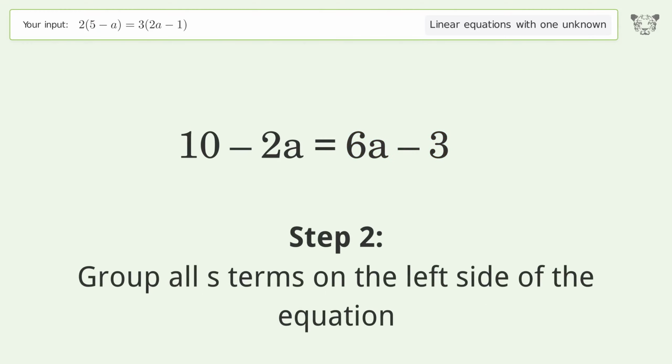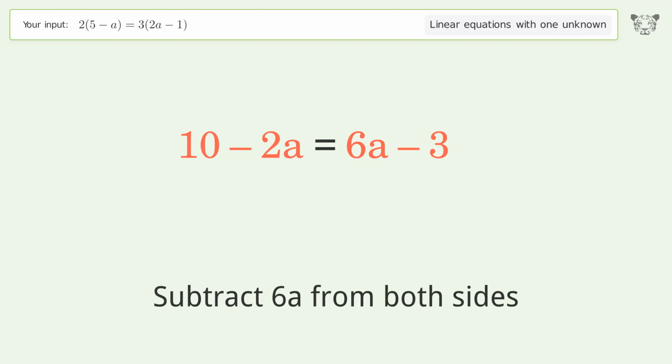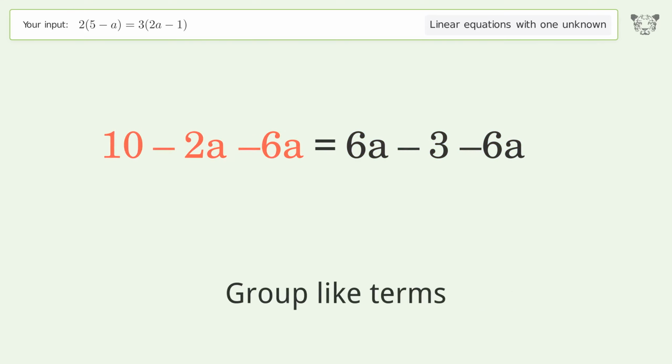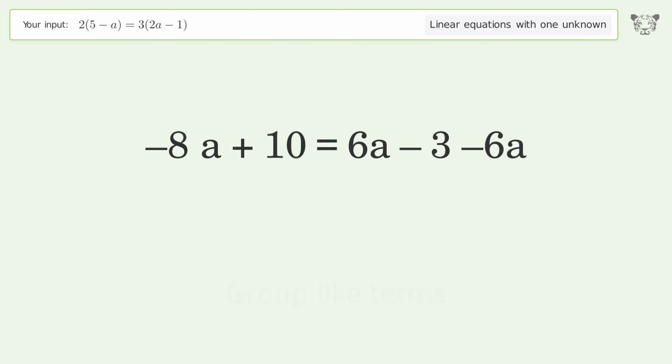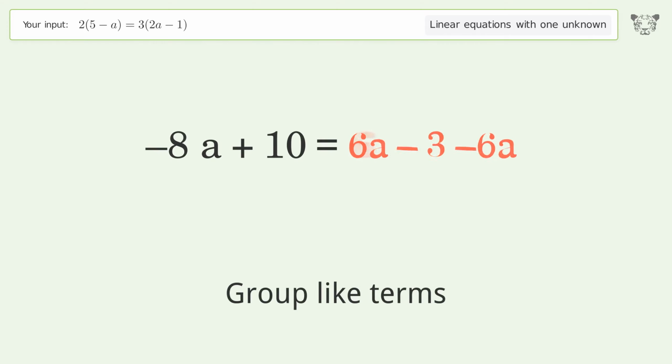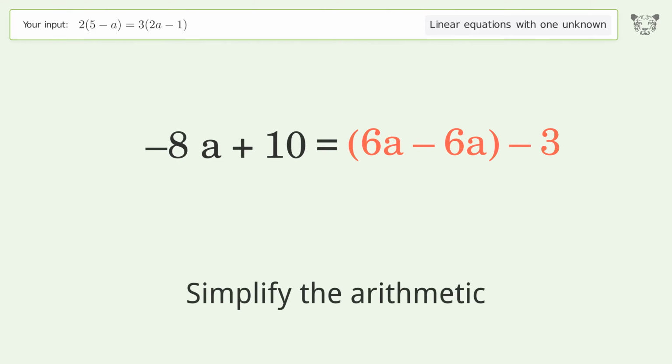Group all s terms on the left side of the equation. Subtract 6a from both sides. Group like terms. Simplify the arithmetic. Group like terms. Simplify the arithmetic.